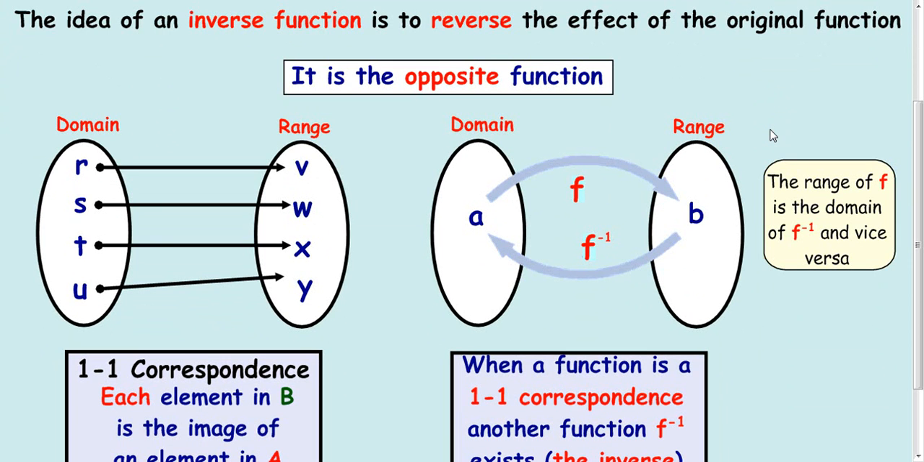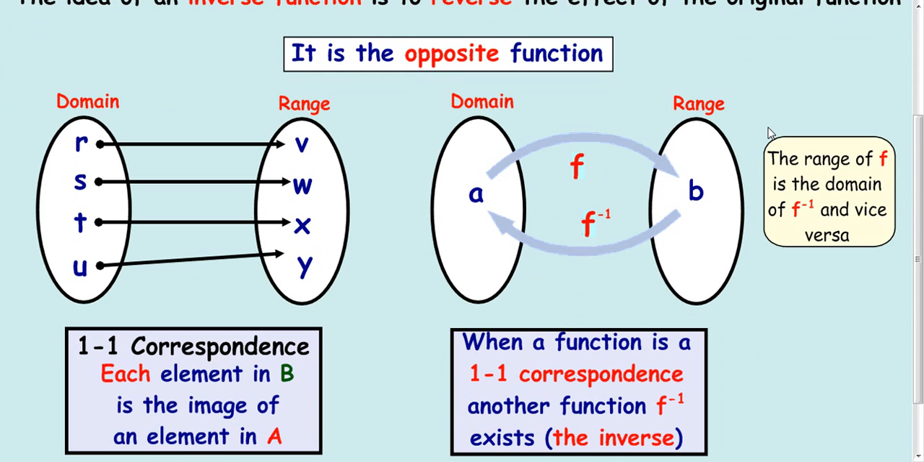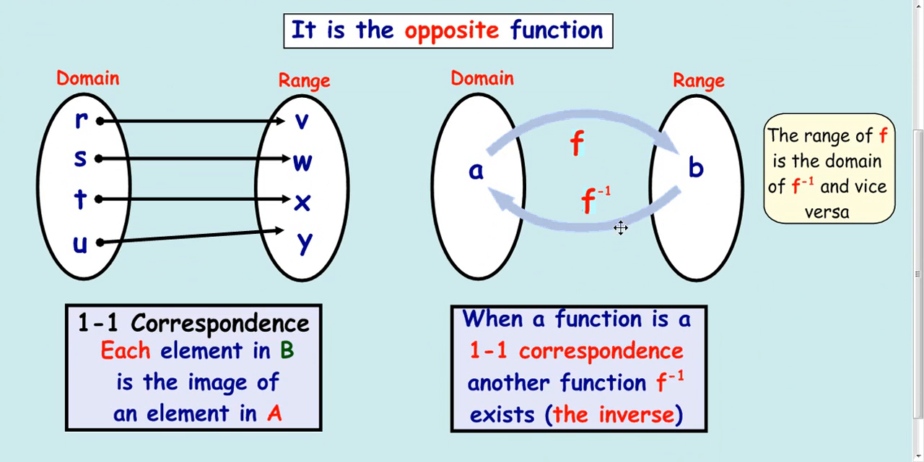It's to get you back to where you started. If you add on 3, to get back to where you started, you would take away 3. If you multiply by 2, you would divide by 2 to get back to where you started. Now this only works when a function is a one-to-one correspondence. Each element in the domain has only one value in the range.